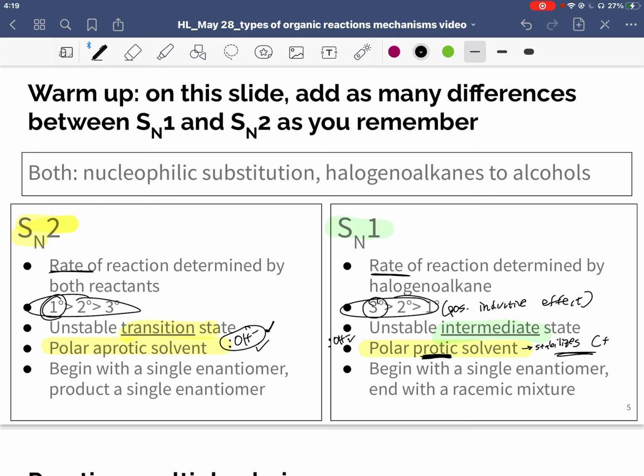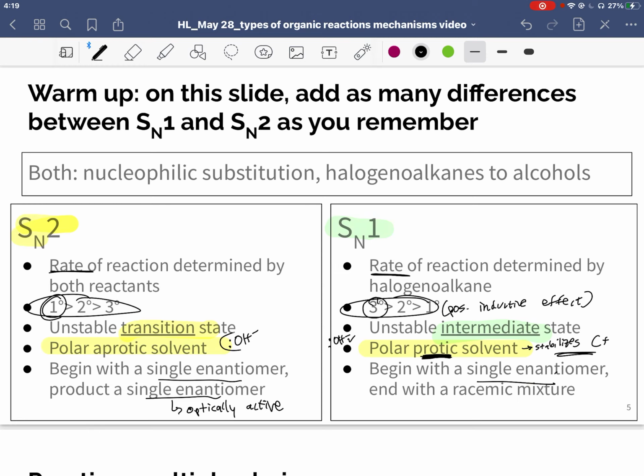In SN2, we don't need to deal with stabilizing anything, so we just maximize efficiency as much as possible and avoid any interactions with OH minus. And then this last point was just something I told you. SN2 begins with a single enantiomer, ends with a single enantiomer. So, of course, that product would be optically active if I just have one enantiomer.